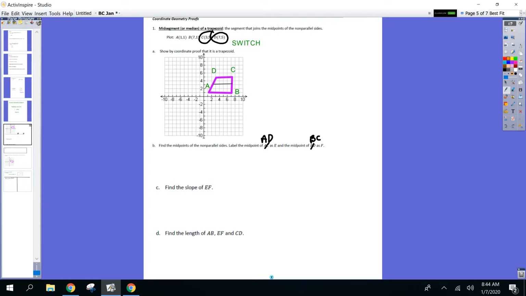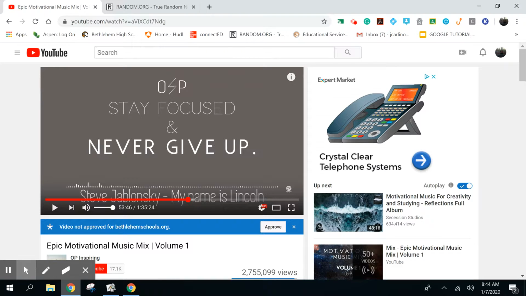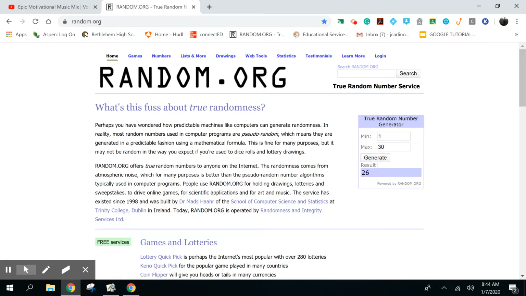Okay, you're going to help me right away. Number one, prove it's a trapezoid. Prove it's a trapezoid. Right here, part A, show it's a trapezoid. We'll do our work right here. It should be a short one. Okay, what am I going to need here to prove it's a trapezoid?